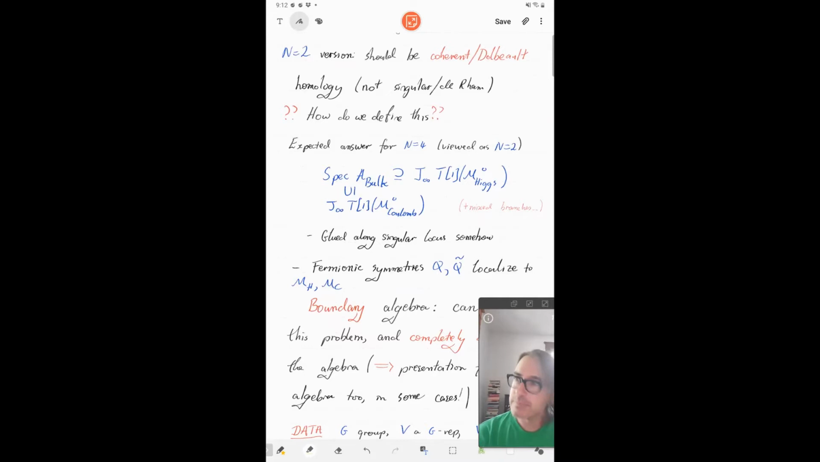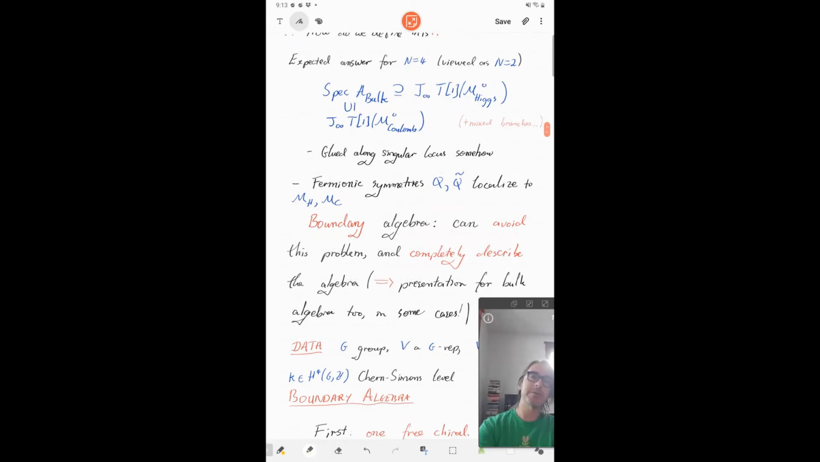This could just be a personal failing. There is this school of people, for instance, Gaitsgory and Sam Raskin, who have great expertise in derived algebraic geometry, and maybe they have the techniques to do it, but it seems very difficult to me. But if we could do this, what we would find would be very interesting.